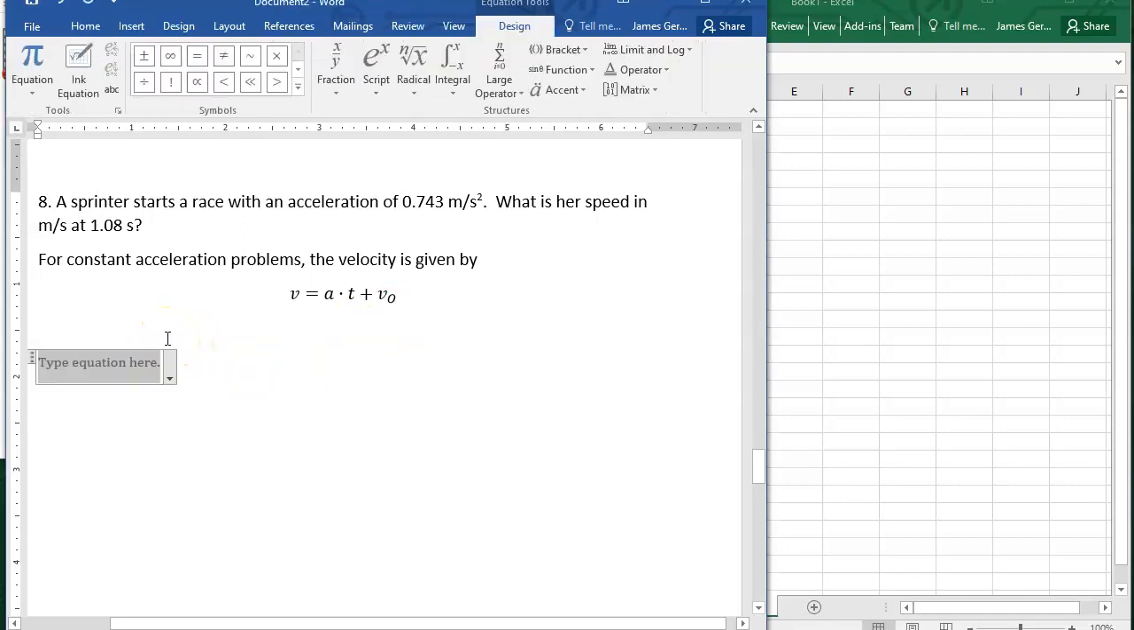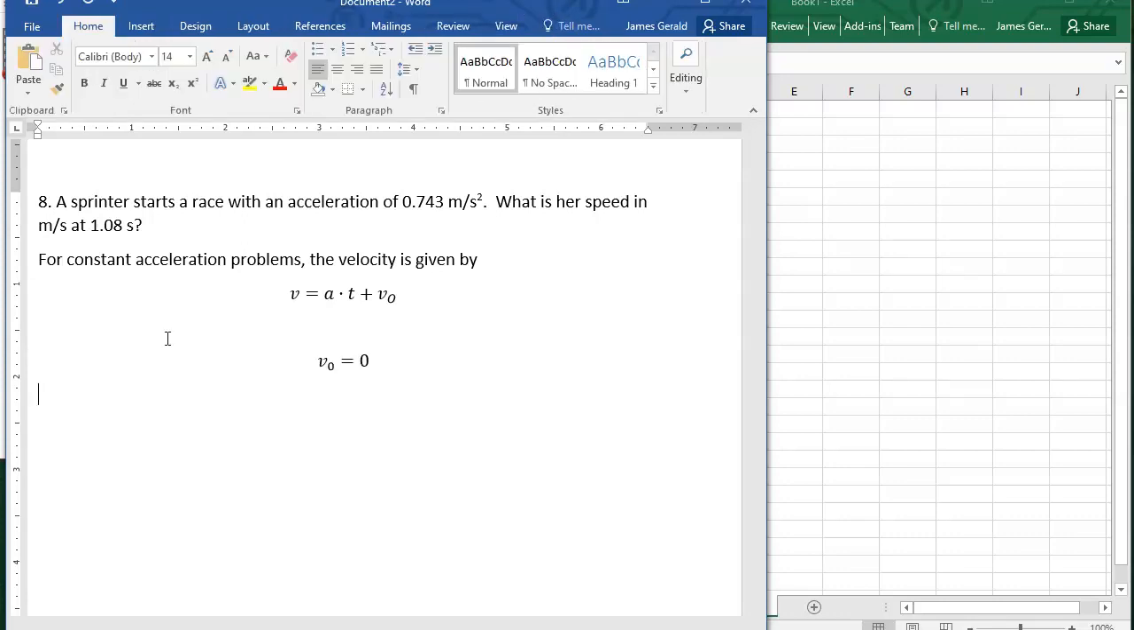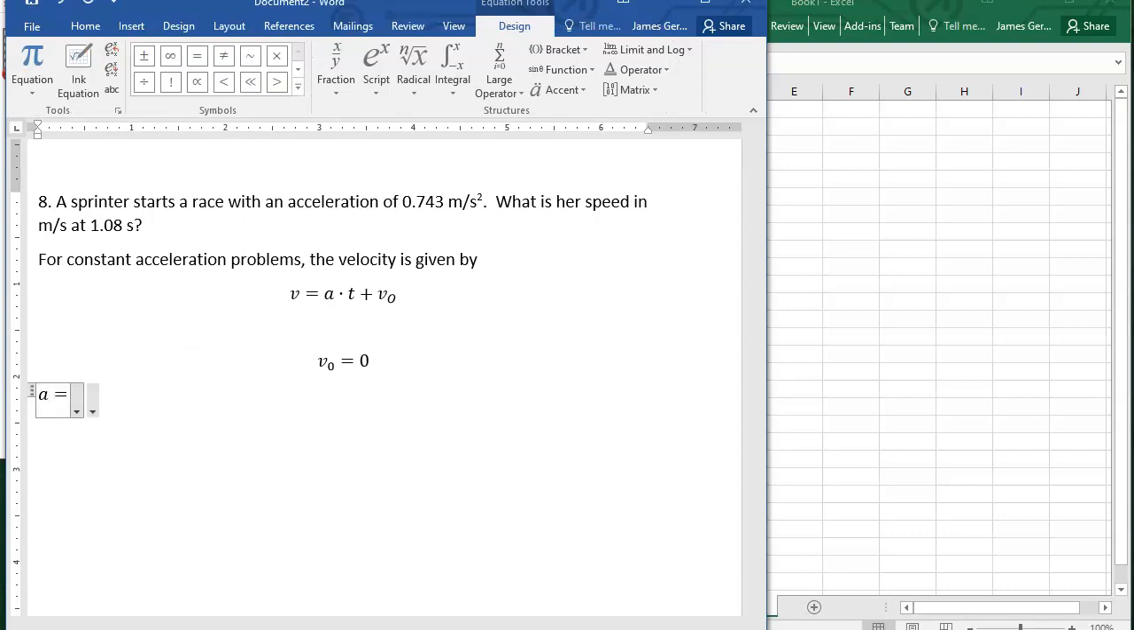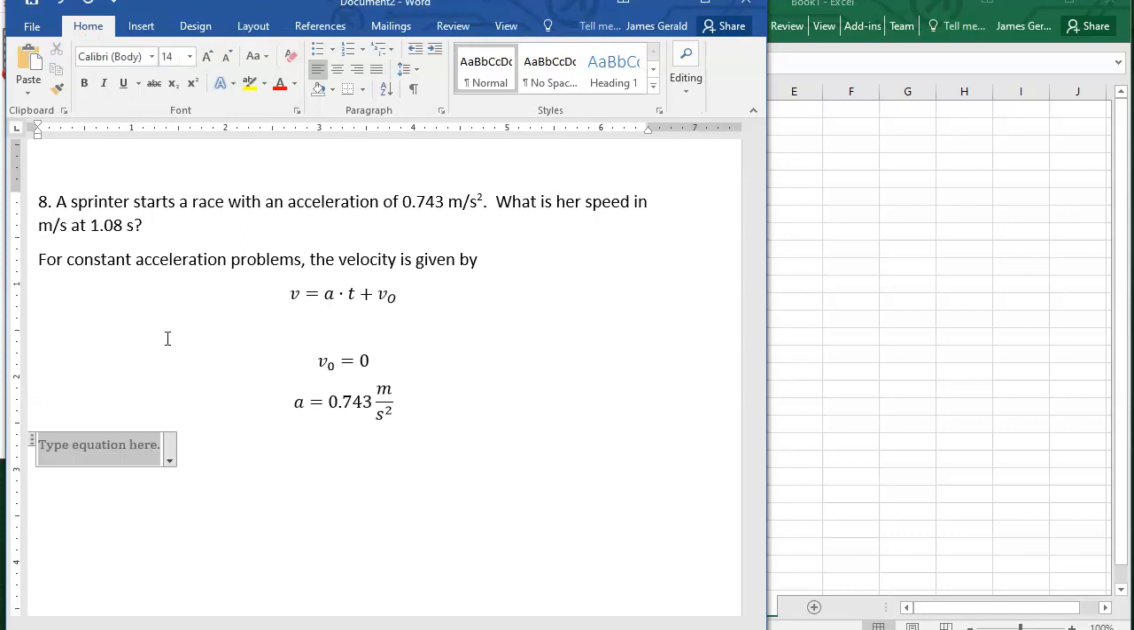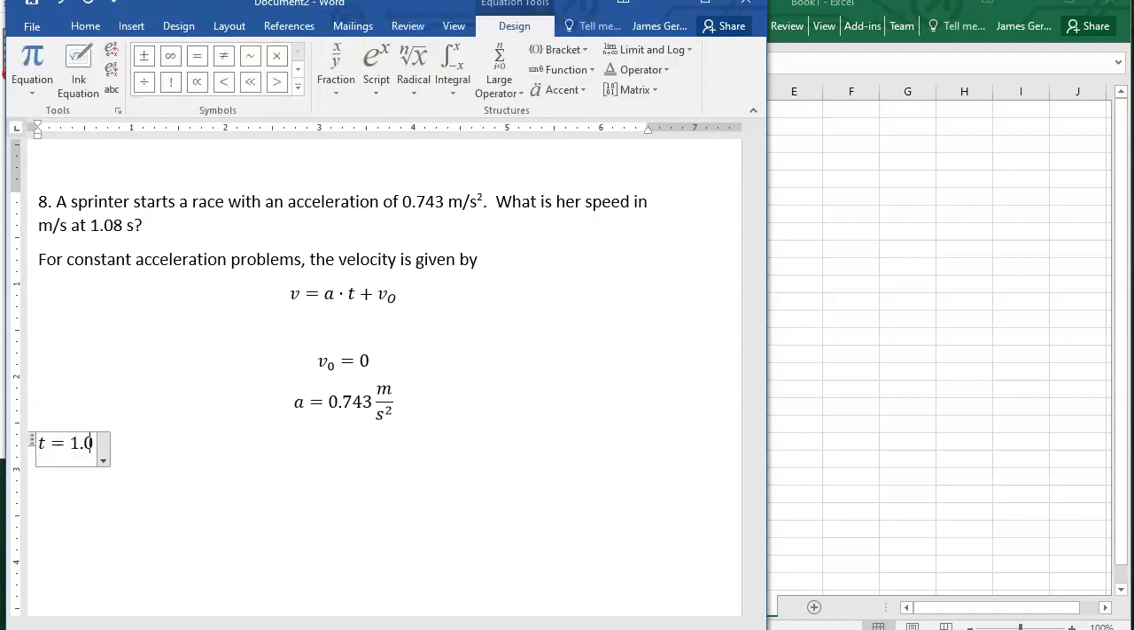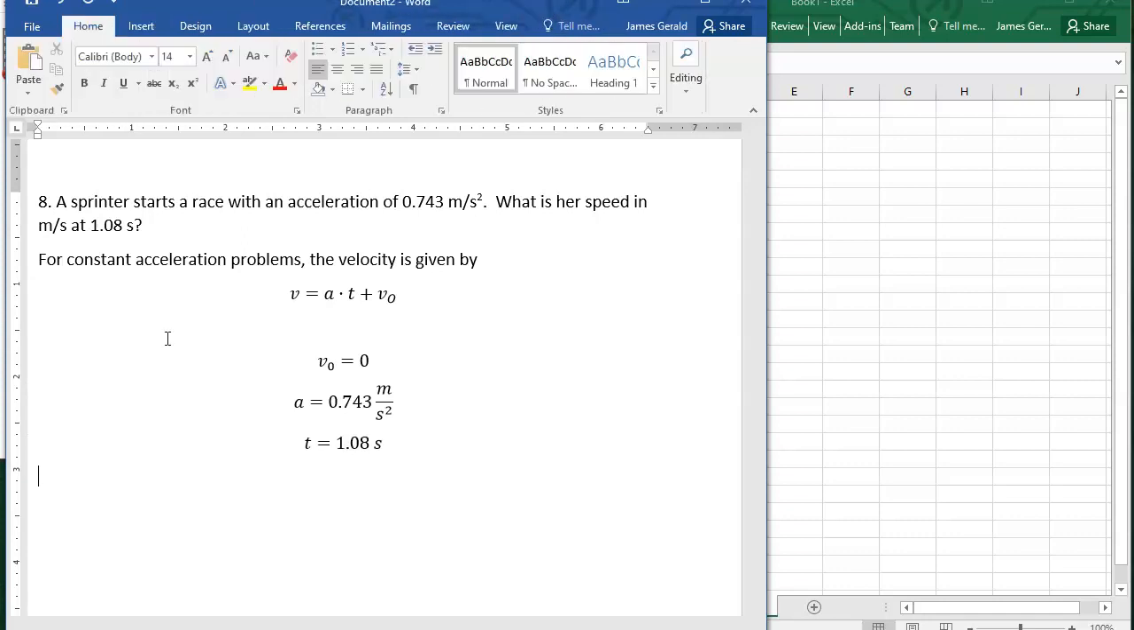We know that v naught is 0, and we know that our acceleration is 0.743 meters per second squared. And we know that the time we're interested in is 1.08 seconds. All right? And so we just have to put these together.